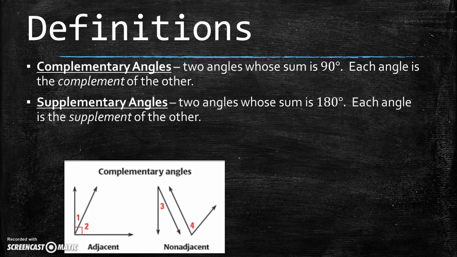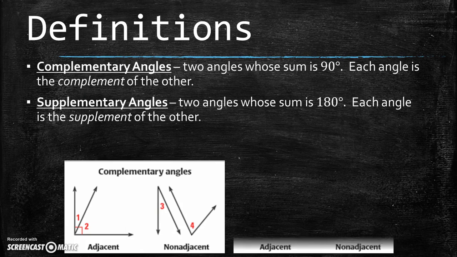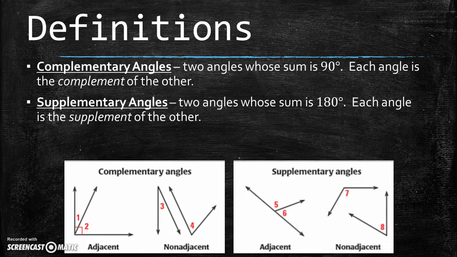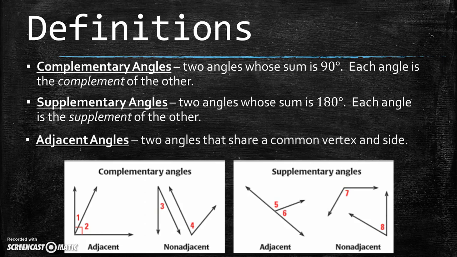Then you have supplementary angles. These are two angles whose sum is 180. They're the supplement of each other. So here you have adjacent, right? They create a straight line because 180 degrees. And then non-adjacent, these two just add up to 180. And finally, we get to that word we've been using, adjacent angles. Those are just two angles that share a common vertex and a side. Okay, they share a vertex and a side. They're pretty much touching each other, right?